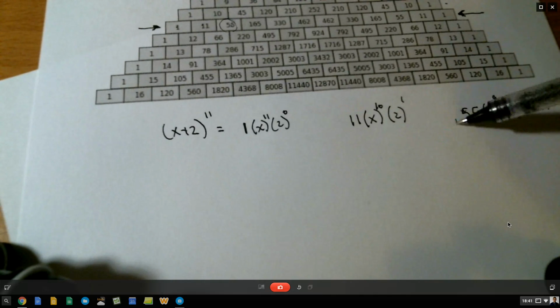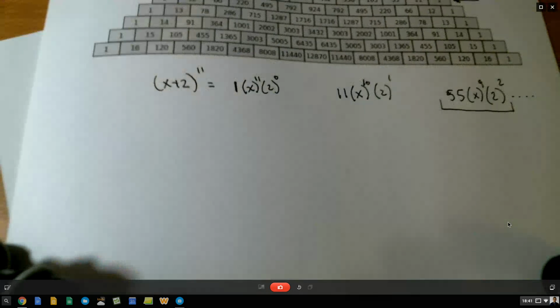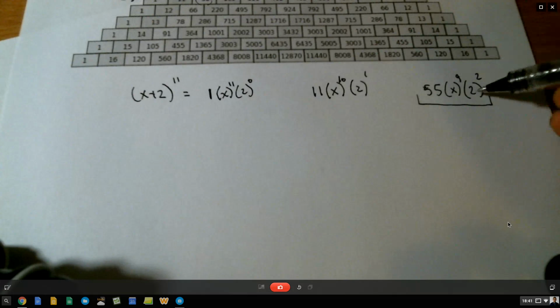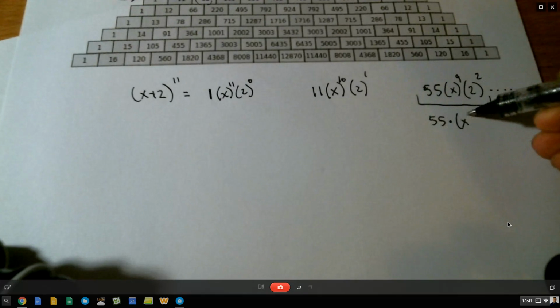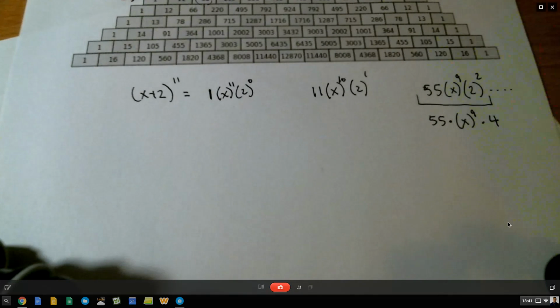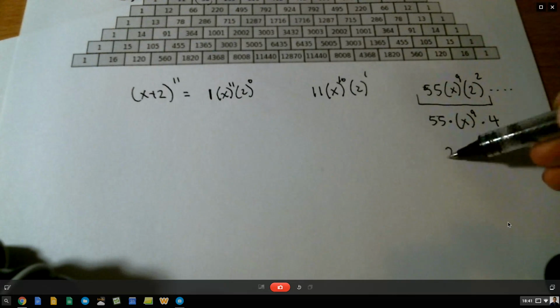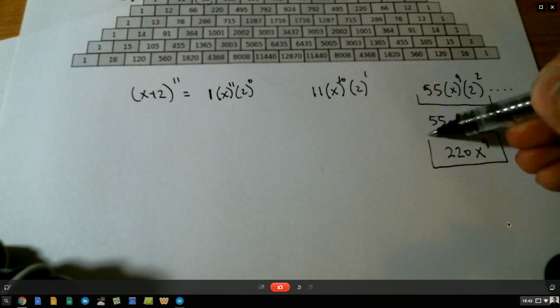So we just care about this term. So how can we simplify this? We have 55 x to the 9, 2 squared. What is 2 squared? That's 4, right? You can write that as 55 times x to the 9th times 4. Can we combine any terms? The answer is yes. We can combine 55 with 4. If we multiply them, we get 220. And then x to the 9th. That is my third term.